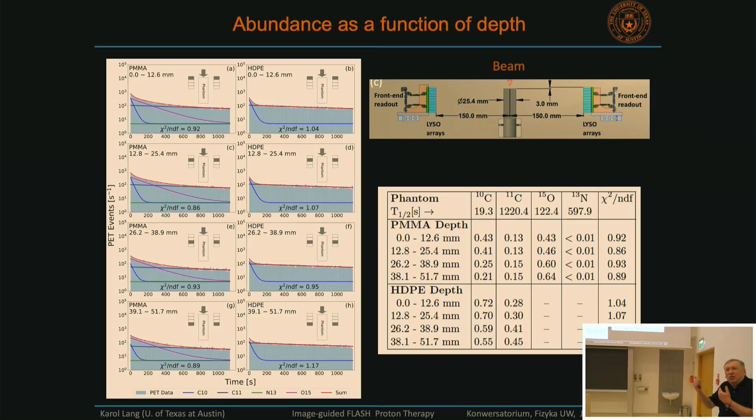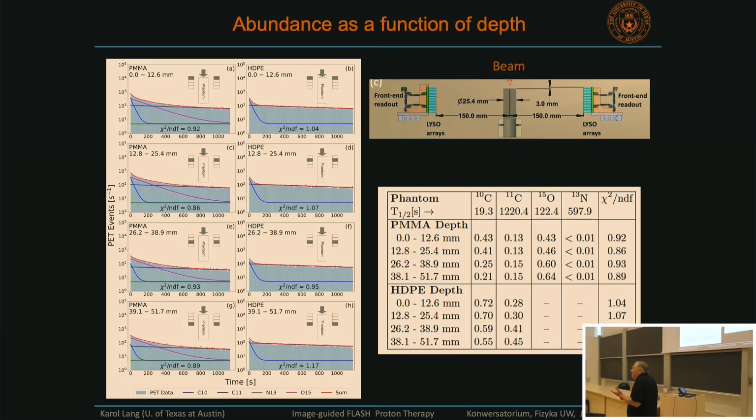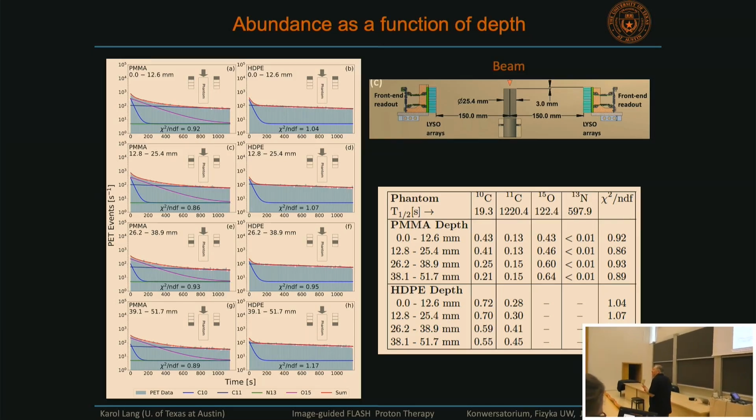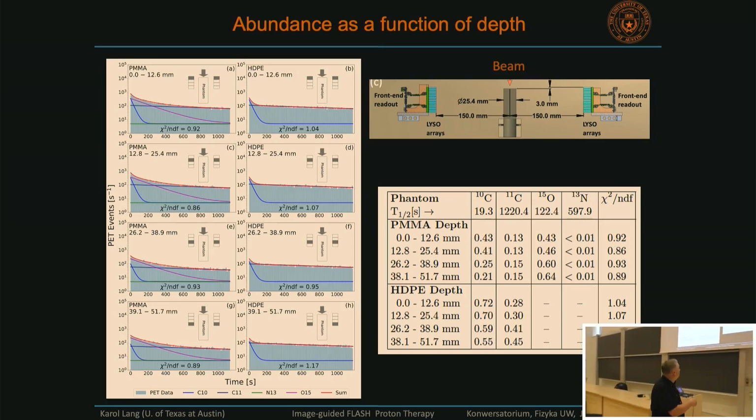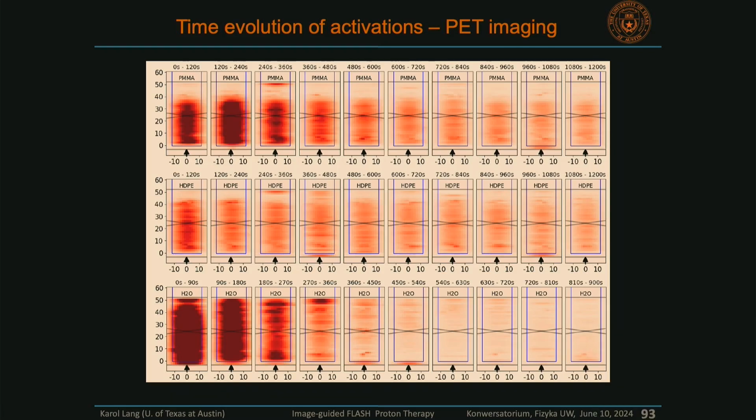But this is quite amazing. To our amazement, nobody has conducted such experiments. Nobody has measured the abundance of isotopes by PET this way, and certainly not in the beam. So this is for different phantoms: acrylic, PMMA, high-density polyethylene, and water.